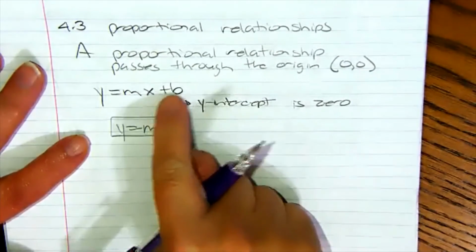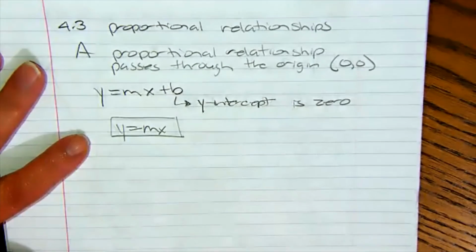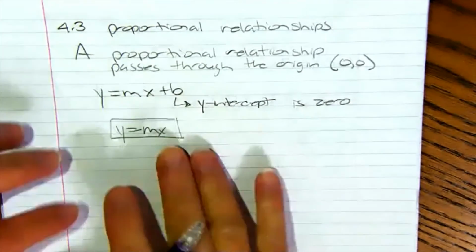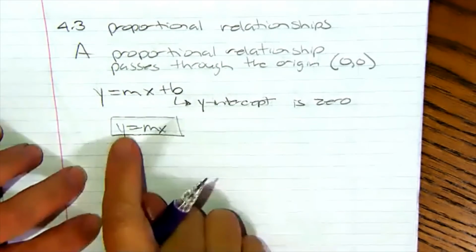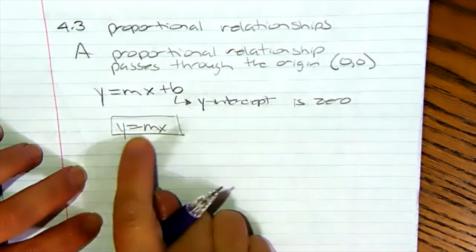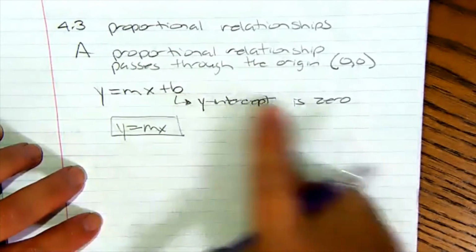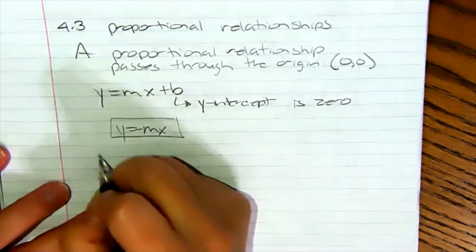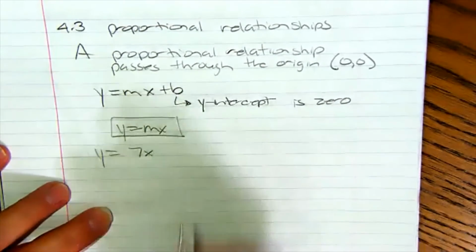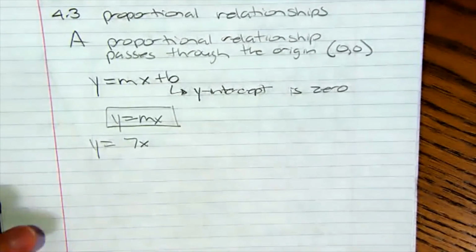That's because our plus b is 0. And we don't typically write 0 in our equations. So a proportional relationship can be represented with y equals mx. And that's because the plus b is 0. So the book is giving us this equation, y equals 7x. And they want us to graph this proportional relationship.